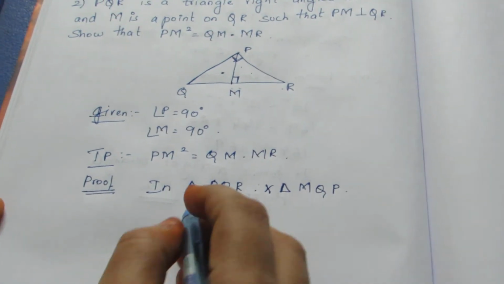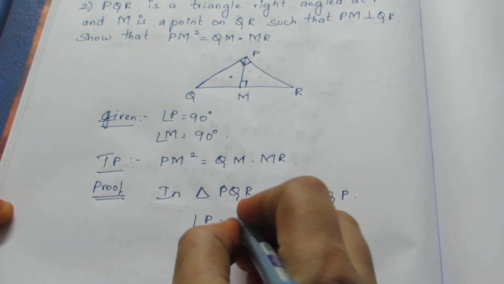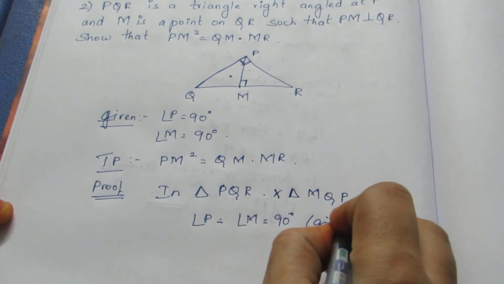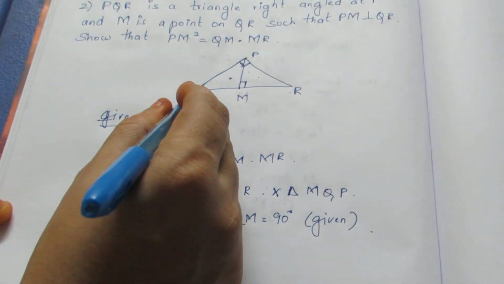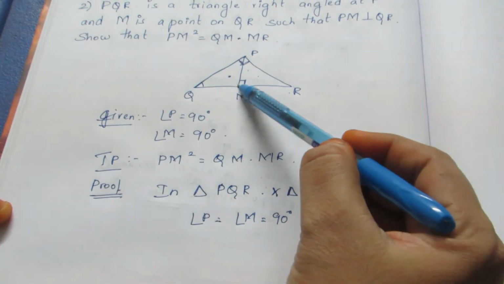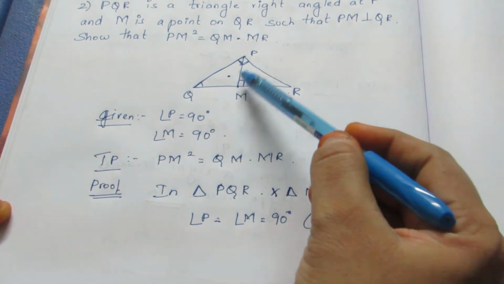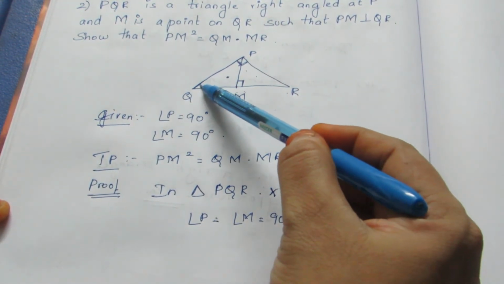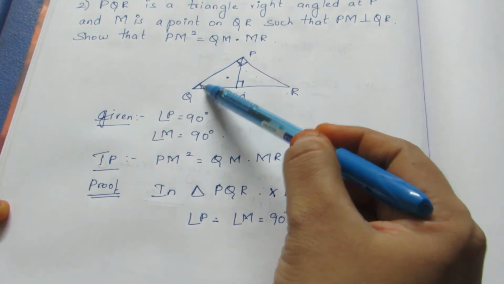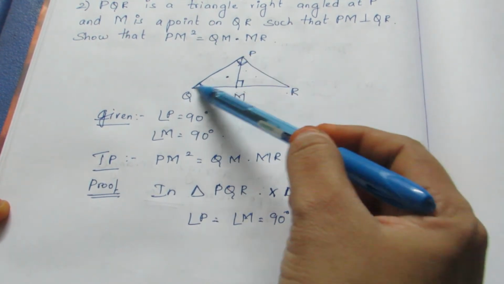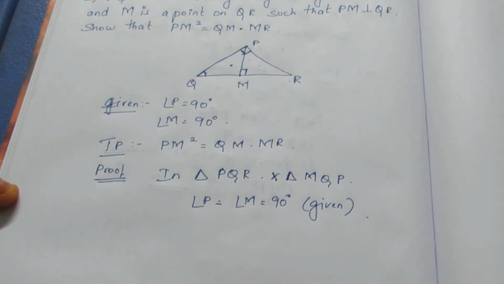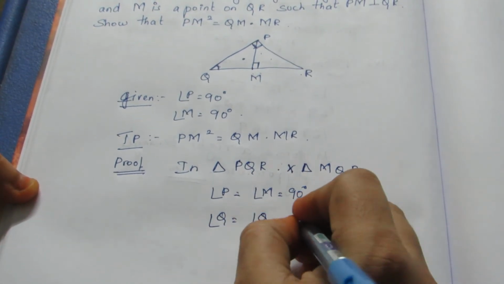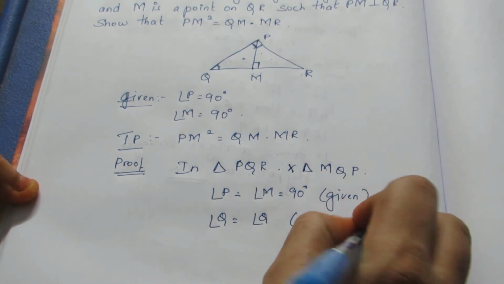Now you know that angle P is equal to angle M is equal to 90 degree, which is given. Now we know that angle Q is equal in both the triangles. In the smaller triangle also we have angle Q, and the bigger triangle also we have angle Q. So it is common to both. If it is 30 degree, for smaller also it will be 30, for bigger also it will be 30. So the angle is equal. Therefore you can write angle Q is equal to angle Q, because it is common in both the triangles.